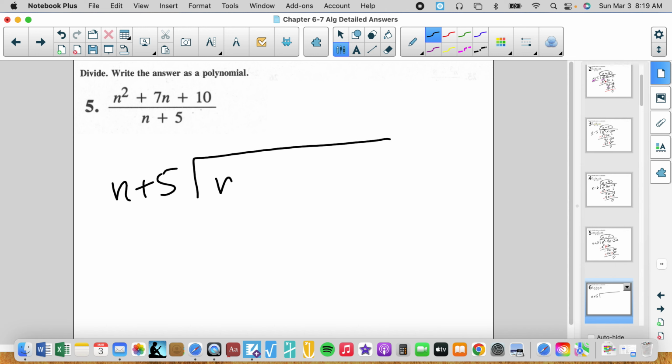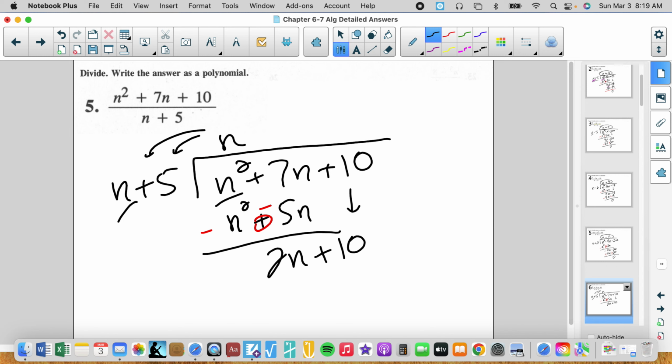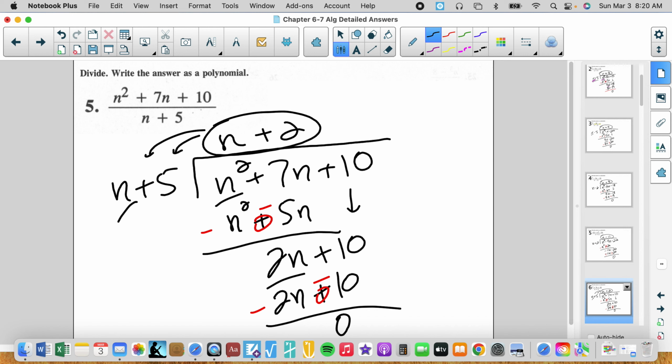N plus 5 into n squared plus 7n plus 10. N goes into n squared n times. Then we distribute it back out. We get n squared plus 5n. And then we have to subtract this from it. So it's easier just to rewrite it for the eyeball test. That's 2n plus 10. And now n goes into 2n 2 times, which gives 2n plus 10. Change the signs. And they cancel to make 0. And my answer is n plus 2.